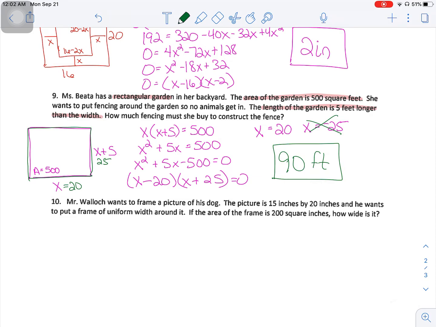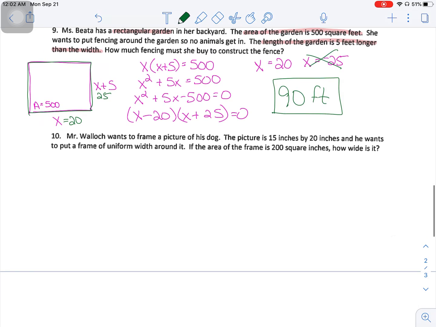Problem number 10, last one here. Mr. Wallach wants to frame a picture of his dog. Oh, how cute. So let's say picture. Picture is 15 inches by 20 inches, and he wants to put a frame of uniform width around it. So let's frame this thing.